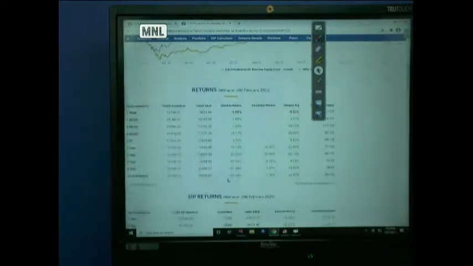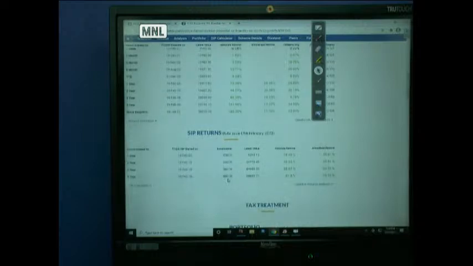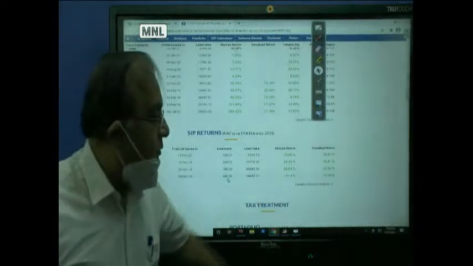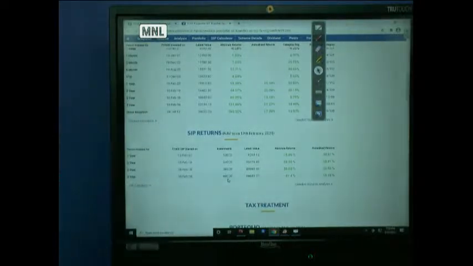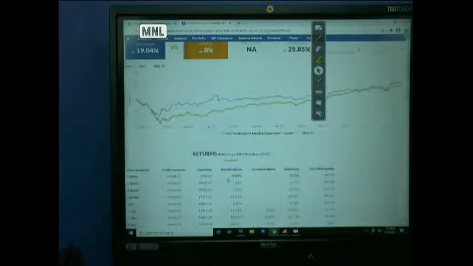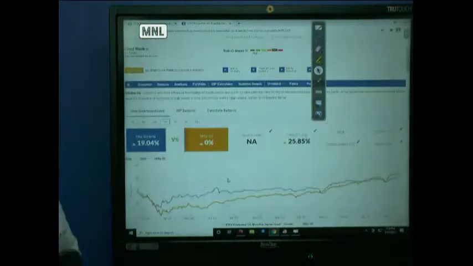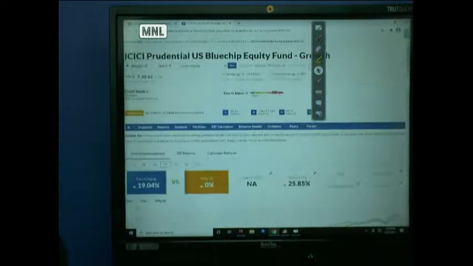So if you look at the SIP returns, there also 3 years is 22.202%, that's what we saw, and 5 years we saw the return which is around 19.18%. So something very similar to the returns that we get. So I think compared to ICICI Blue Chip Fund, it is also giving a very good return. You can keep in mind that ICICI Prudential US Blue Chip Fund has also done well.